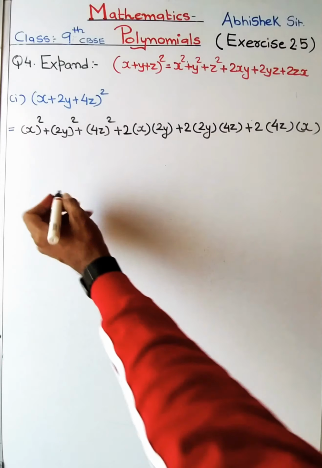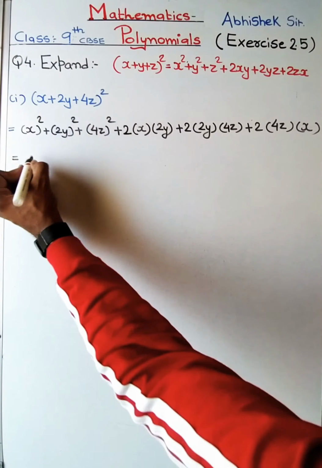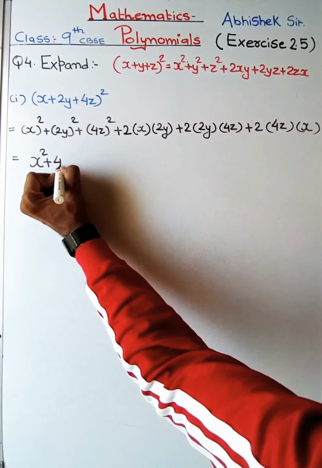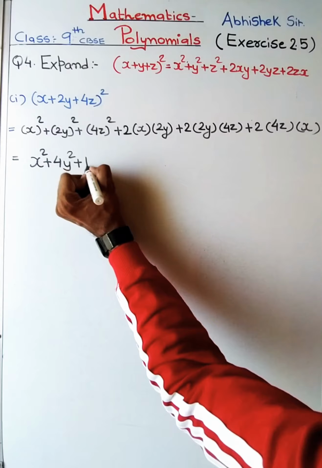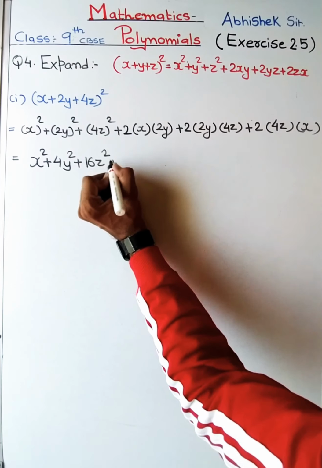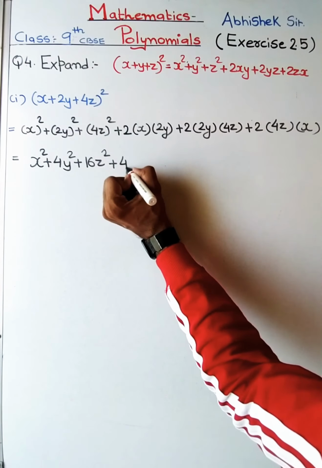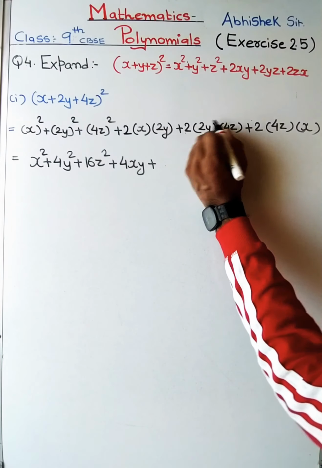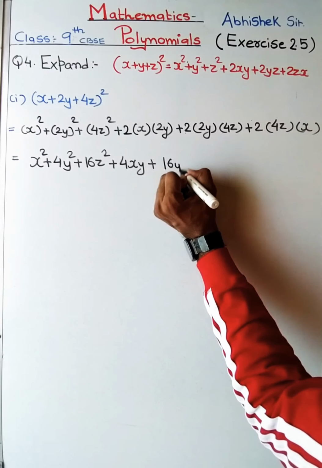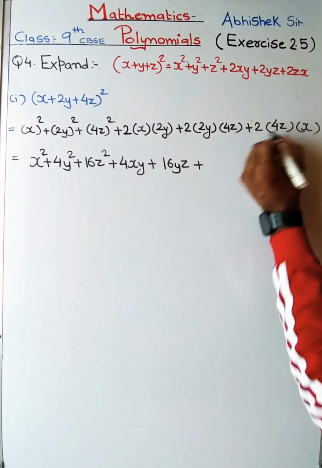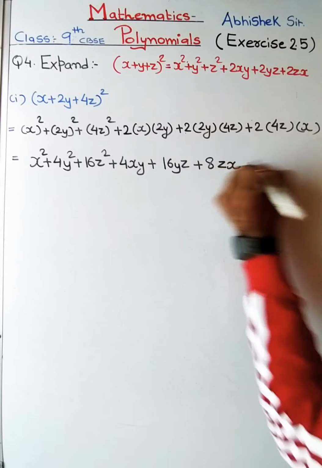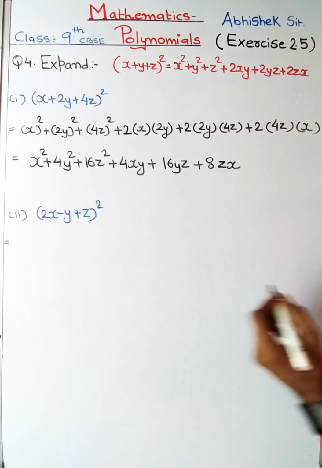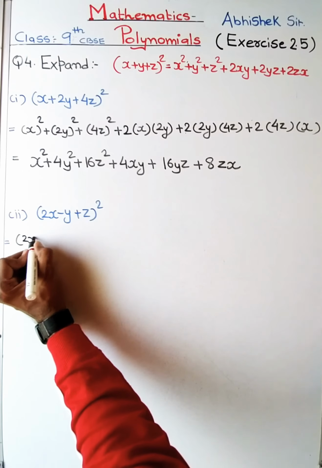Alright, now moving on to the last answer part, that is x square is x square, 2y whole square is 4y square, plus 16z square, plus 2 2s are 4 xy, plus 2 into 2, 4 4s are 16yz, plus 2 4s are 8zx. Next we have 2x minus y plus z, squaring the first 3 terms.